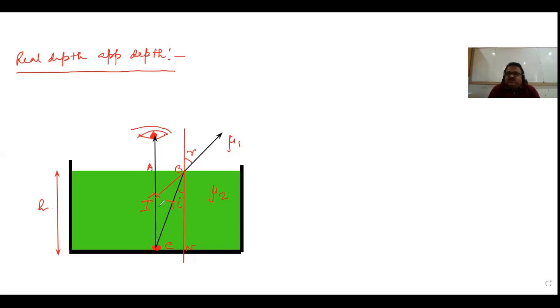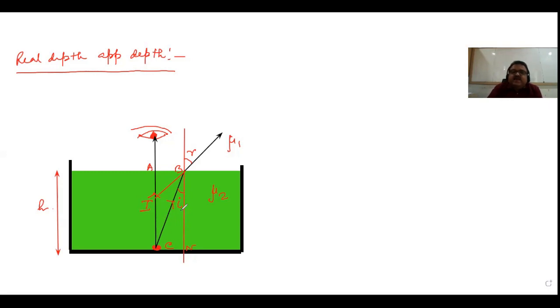As a result, if you want to view the position of the coin from above the water, instead of finding the coin at its own place, you will find the position of the coin at this point. This AI is called the apparent depth, and this CA is called the real depth. Now I'm going to establish a relation, very beautifully, to calculate the value of this apparent depth.